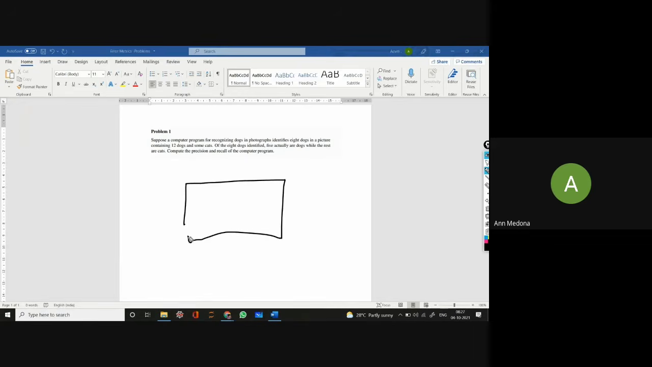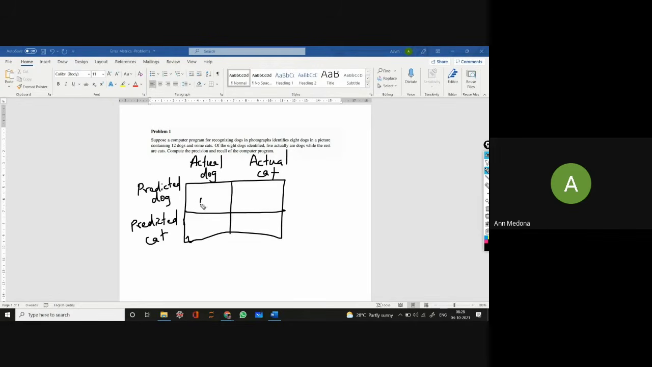So let's draw the confusion matrix initially. Here we'll take the actual value along the x-axis and the predicted value along the y-axis. Actual dog is taken as positive. We have another category known as cat, which will be considered as negative. Then predicted dog and predicted cat.